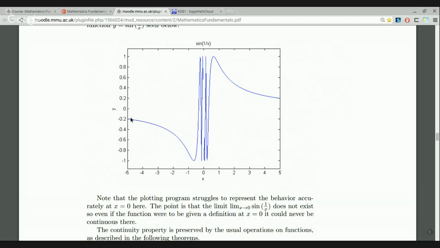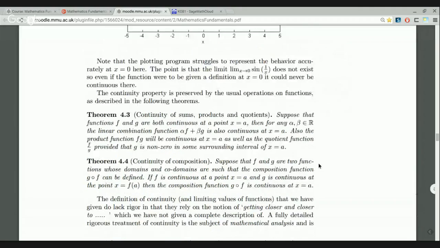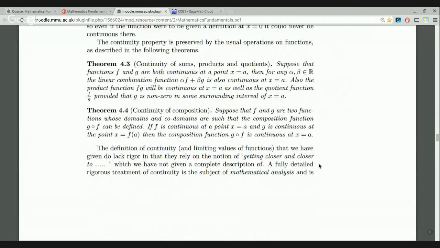So continuity is an important property of functions. And again, we're carrying forward a similar theme, with theorems about how this new concept of continuity fits with the operations that we have on functions. So we can add together functions, we can multiply functions. Another important property is we can compose functions. So theorems 4.3 and 4.4 say that continuity fits well with all these operations.